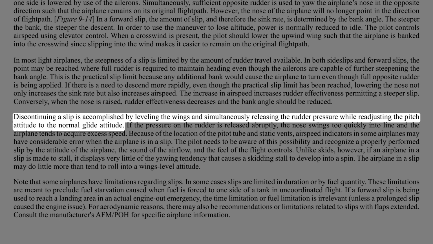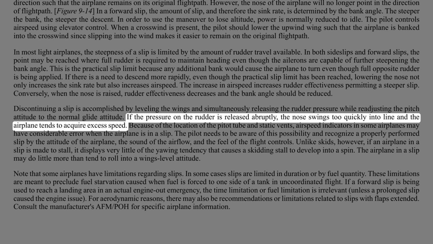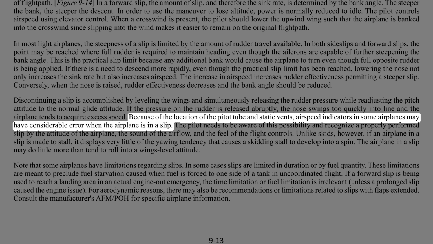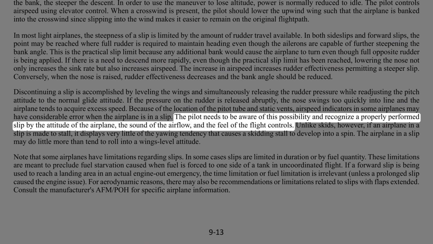Discontinuing a slip is accomplished by leveling the wings and simultaneously releasing the rudder pressure while readjusting the pitch attitude to the normal glide attitude. If the pressure on the rudder is released abruptly, the nose swings too quickly into line and the airplane tends to acquire excess speed. Because of the location of the pitot tube and static vents, airspeed indicators in some airplanes may have considerable error when the airplane is in a slip. The pilot needs to be aware of this possibility and recognize a properly performed slip by the attitude of the airplane, the sound of the airflow, and the feel of the flight controls.